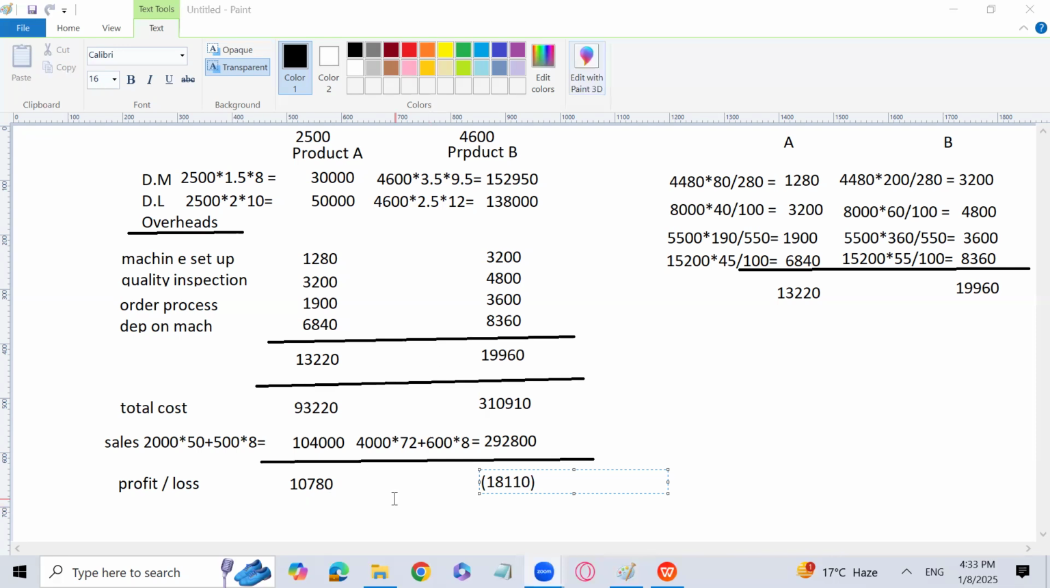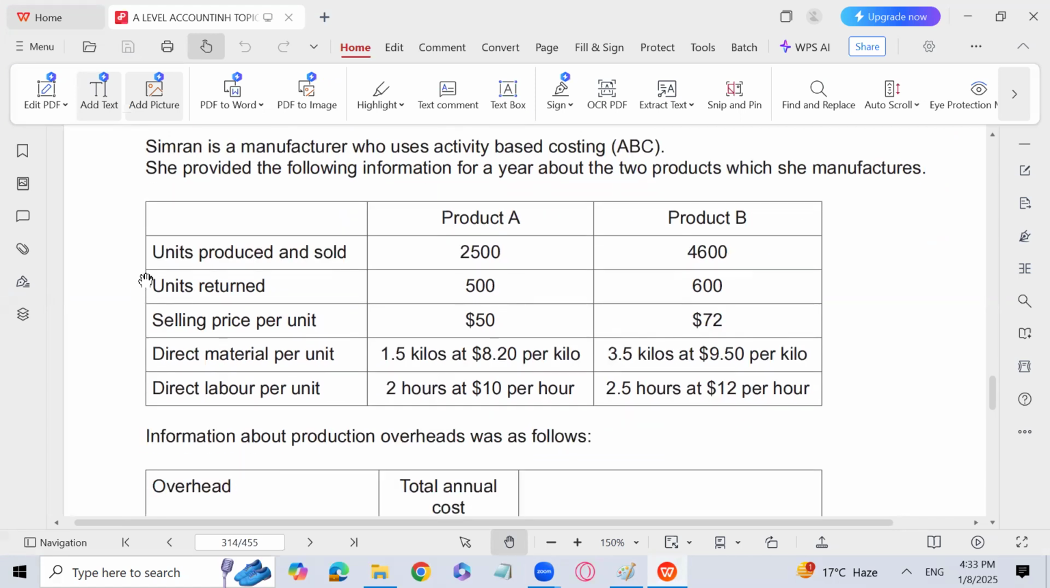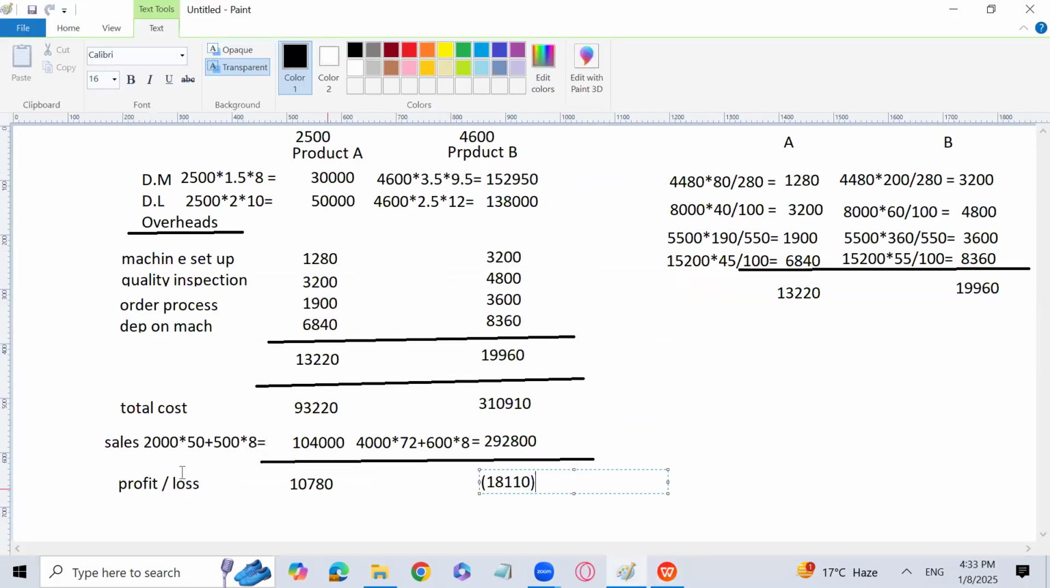The return products I have already calculated. I have added them up. Because we have a total of 2,500 units produced and sold, and the units returned are 500, they are a part of it. So we have calculated 2,000 and 4,000. We have taken 2,000 into 50 and 500 units which have been returned into 8. Then 4,000 into 72 and 600 which have been returned are going to be sold for $8. So this is how we have done with that.